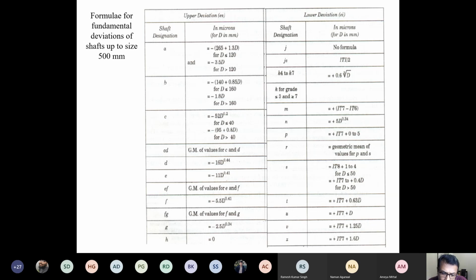A is equal to minus 0.35 D, C is equal to 5.2, D 0.3. Okay. So there are these deviations. There's a formula for these fundamental deviations, and exactly the opposite is for the holes also.